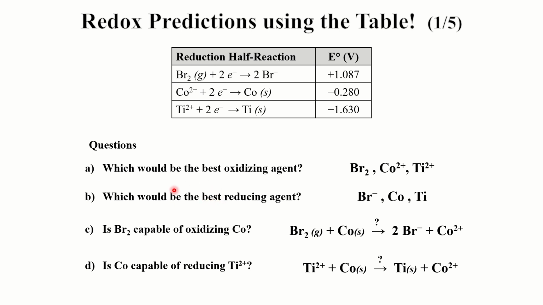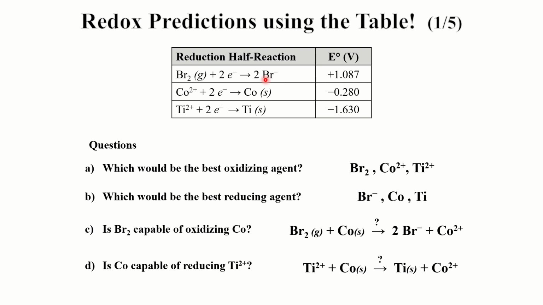So if I look at Br-, Co, and Ti here, which would be the best reducing agent? Basically that question is asking which one would have the most favorable oxidation process. So here we're looking at these 3 different species in the reactants, so we're reversing the reaction. We're going from Br- back this way, from Co back this way, from Ti back this way. So we should flip the sign on these values.